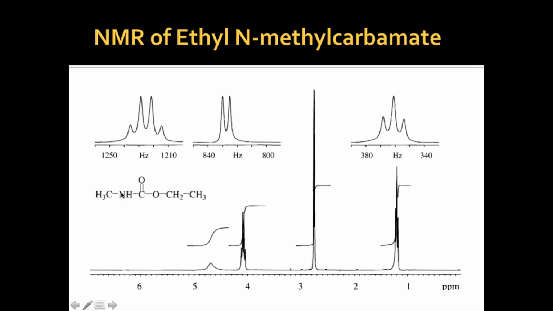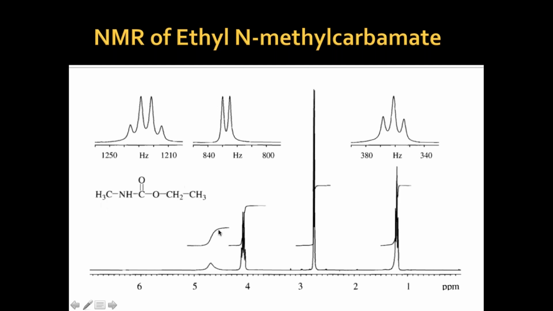This CH3 is under the influence of NH. NH has only one hydrogen, so N plus 1 is 2, a doublet. It should show a doublet. So this is the doublet of the CH3 present next to the nitrogen. Now the nitrogen is under the influence of 3 hydrogens on the carbon.